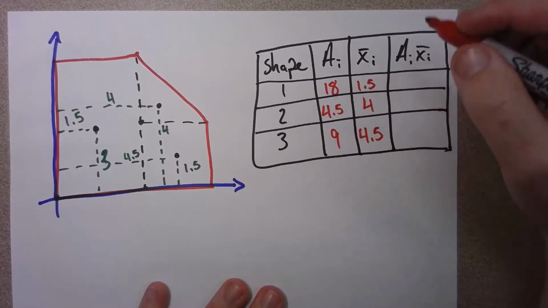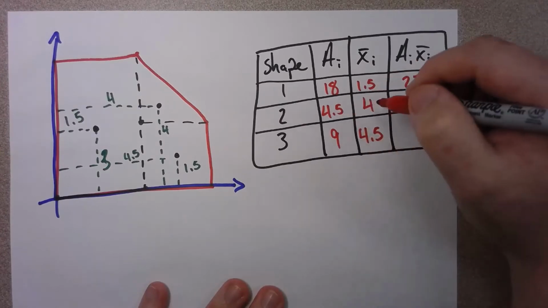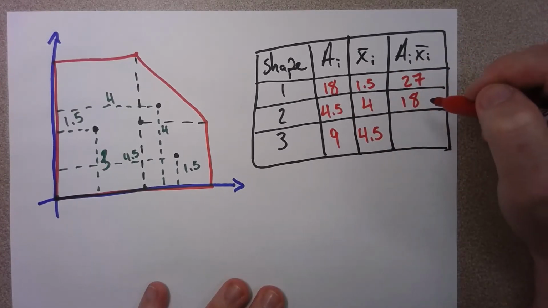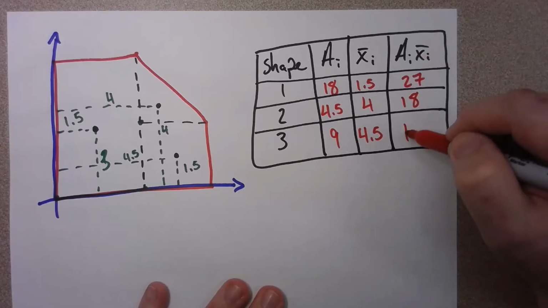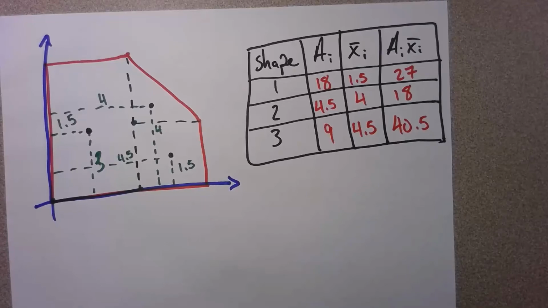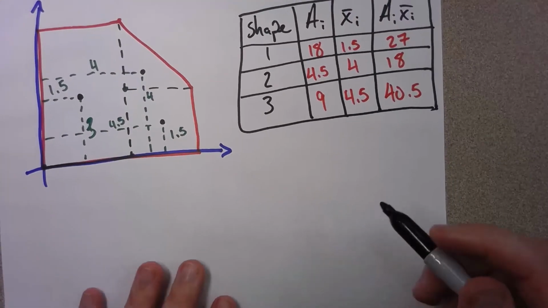18 multiplied by 1.5 is 27. 4.5 times 4 is 18. And 9 times 4.5 is 40.5. Okay, so we've completed that table. Now we need to make a similar table for our y values.